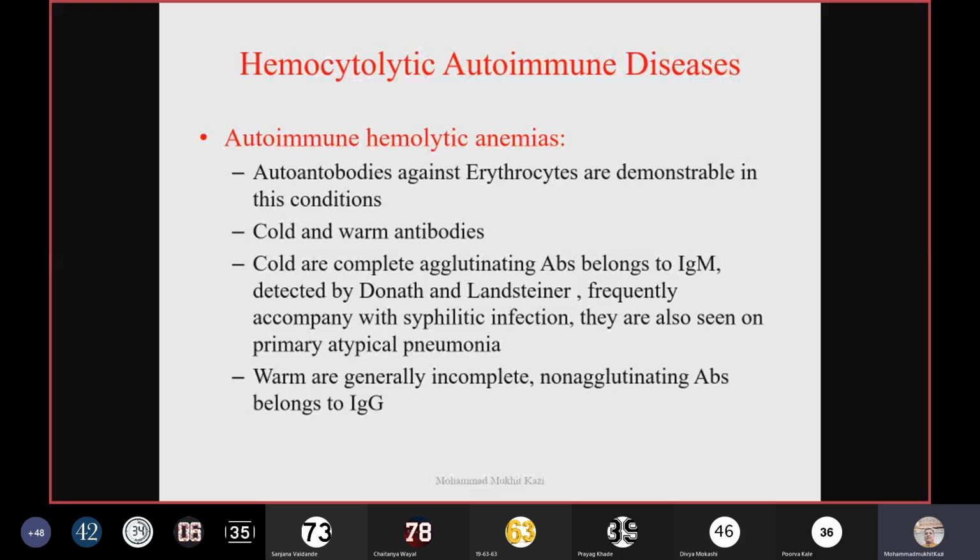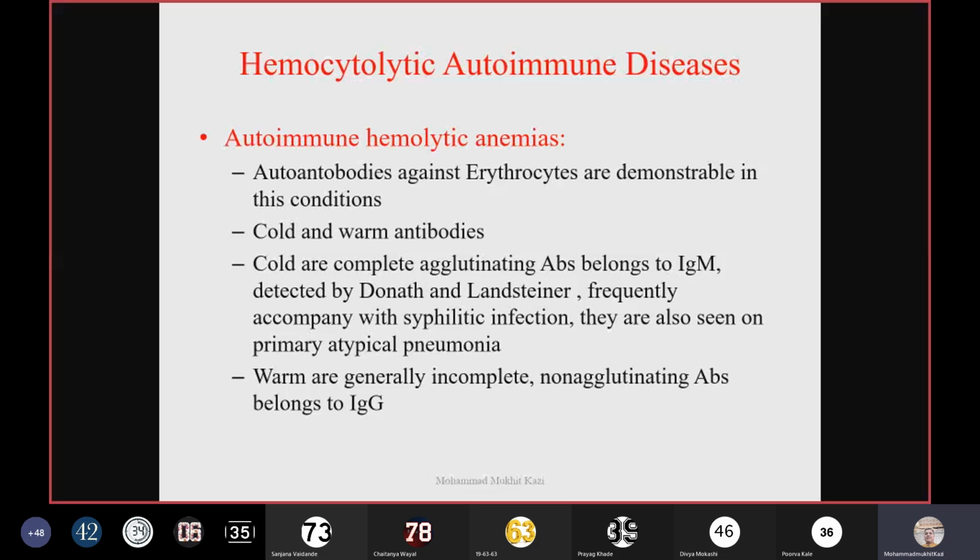So the cold antibodies are IgM antibodies detected by Donath and Landsteiner, frequently accompanying syphilitic infection. If a person is infected with syphilis, then they produce these cold immunoglobulins, IgM, and they are reacting and causing the primary atypical pneumonia. So this is one of the examples of autoimmune hemolytic anemias.